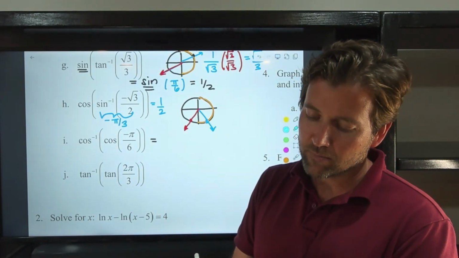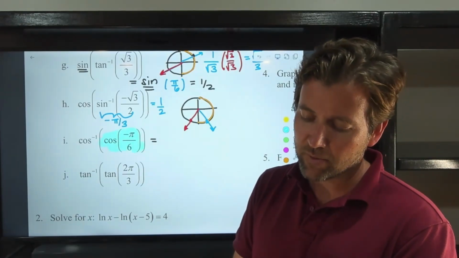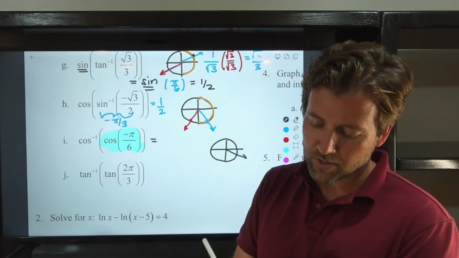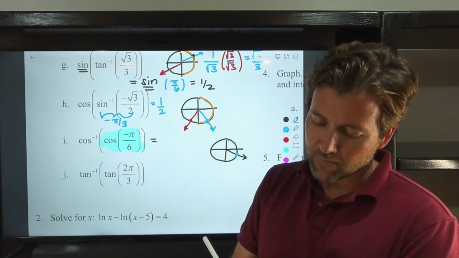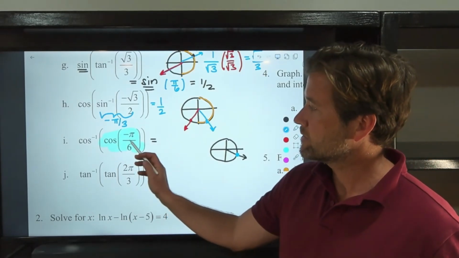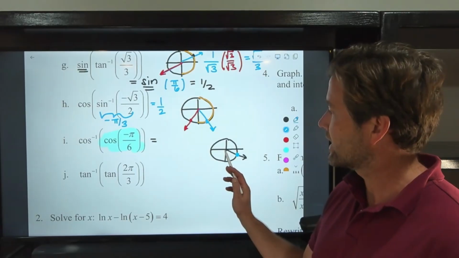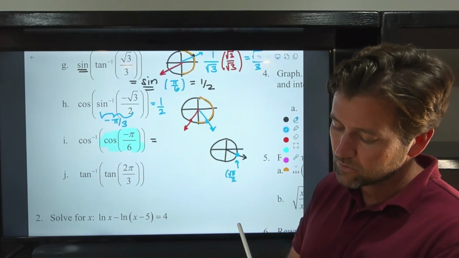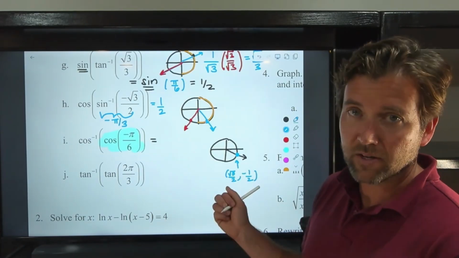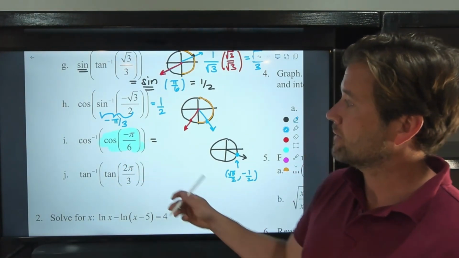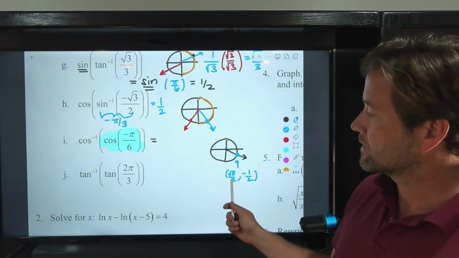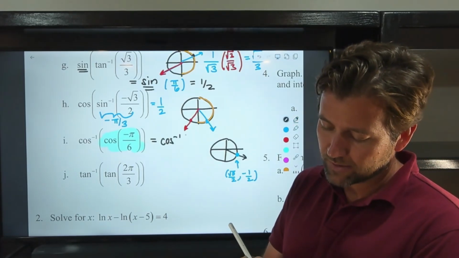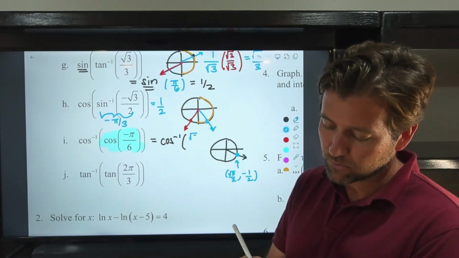So we can focus on this cosine of negative pi over 6. I'm going to draw the angle negative pi over 6. It's right here. Now the cosine of this angle represents this x coordinate of where the angle intersects the circle. This point we should be familiar with. It's square root of 3 over 2, comma. I honestly don't care what that y value is, because the cosine of this angle is the x coordinate. And so this is equal to the arc cosine of square root of 3 over 2.